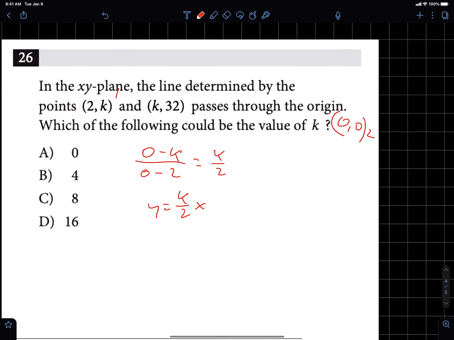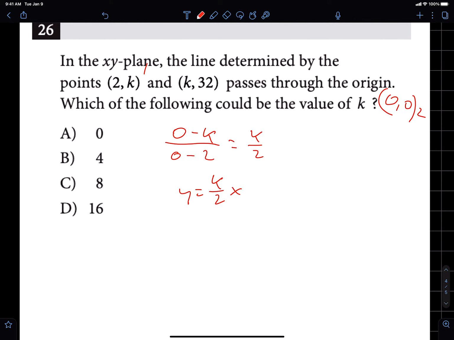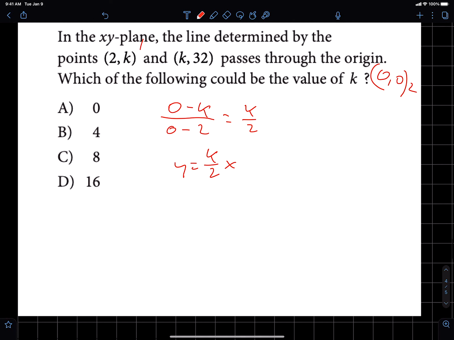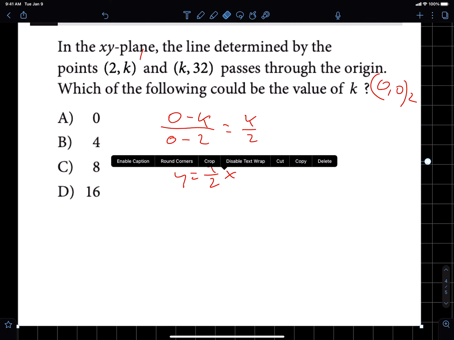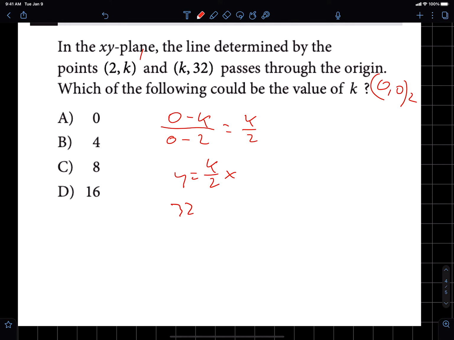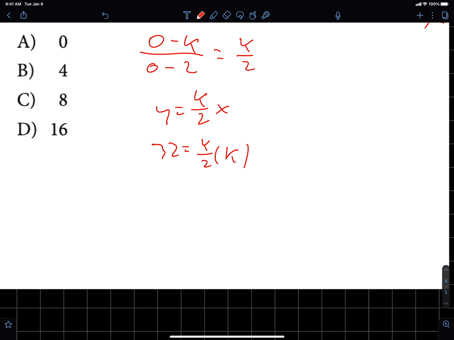Now if we plug in one of these points, we will be able to find k. So let's go ahead and plug in 2 comma k. Actually no, let's go ahead and plug in k comma 32. Makes it a little easier. So we get 32 equals k over 2 times k. Now we can go ahead and divide by k. So I get 32 over k.